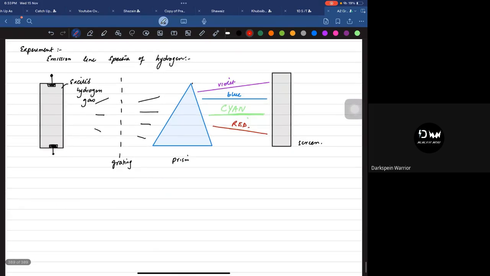So when you see the screen of the spectra, everything is black except for the four colors, which are primarily violet, and then blue, and then we have cyan, and then we have red.